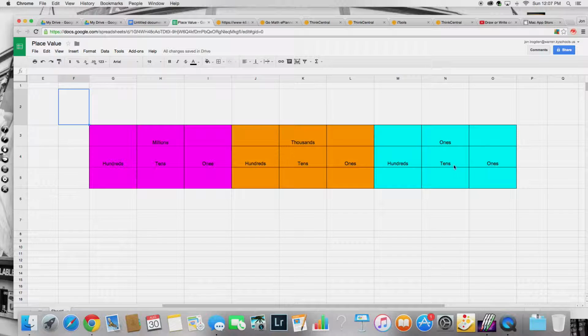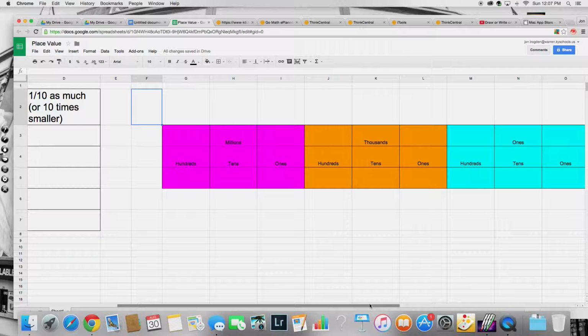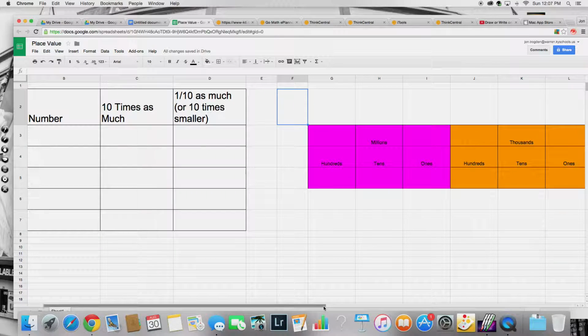We have your ones, tens, hundreds. And notice that happens in every new grouping. Ones, tens, hundreds. Ones, tens, hundreds. And if we went to the billions, it would keep going. Always that way. It's just that the bigger the number gets, it gets a different name. But ones, tens, hundreds. Over and over and over.